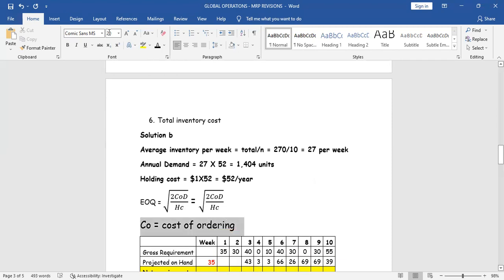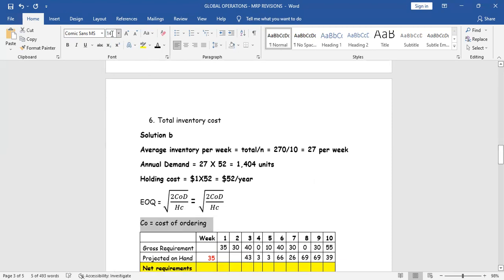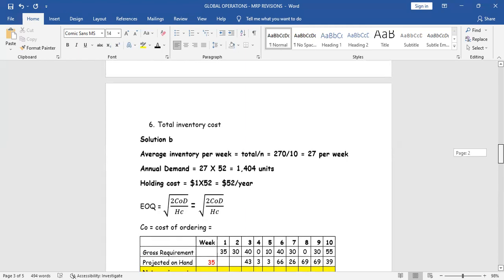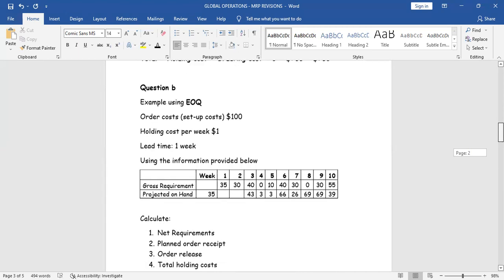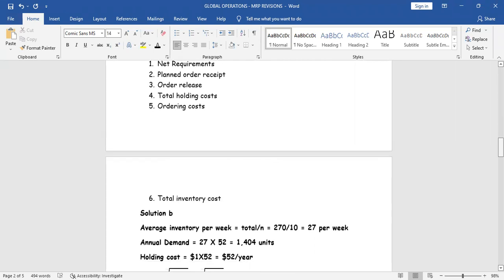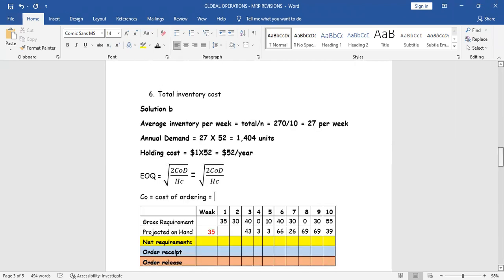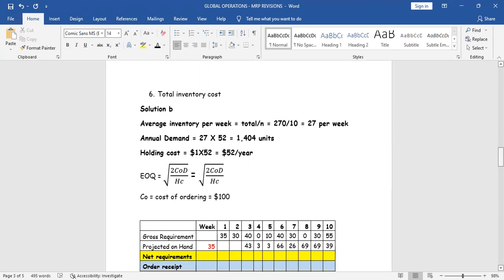CO is the cost of ordering, which in this case has been given as $100. It's been given in the question. Then D is annual demand. Annual demand was not given.